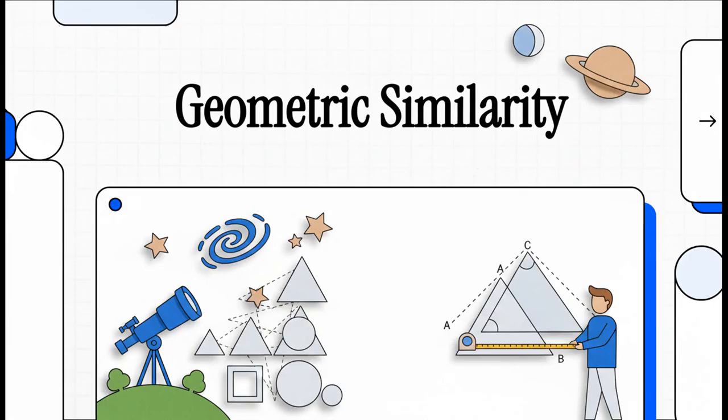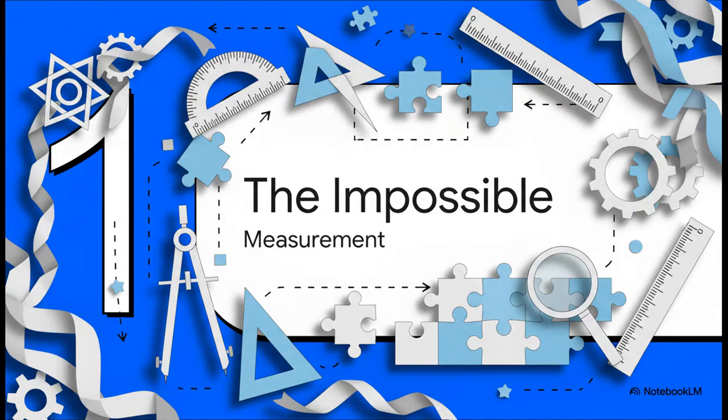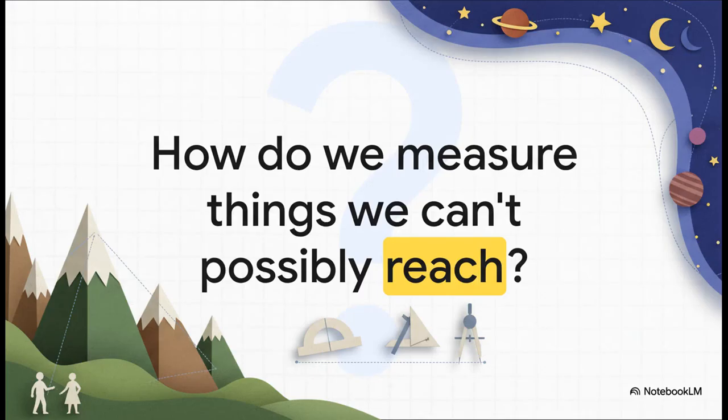Welcome everyone. Today we're diving into something that is, no joke, a kind of cosmic yardstick. It's a fundamental idea in geometry that lets us measure pretty much anything, even stuff that's impossibly far away. So to really wrap our heads around how powerful this is, let's kick things off with a question. A puzzle that, at first glance, seems absolutely impossible to solve. How do you measure something you can't even touch? Like the height of Mount Everest, or the distance to the moon. You can't just take a measuring tape up there, right? So how in the world do we get those numbers?